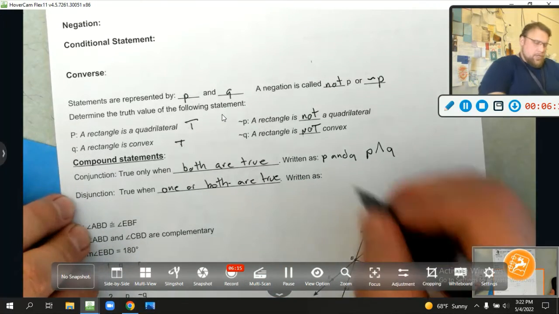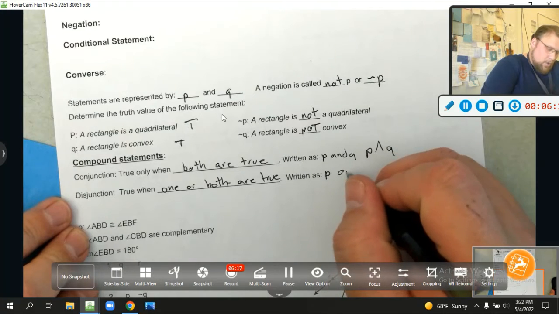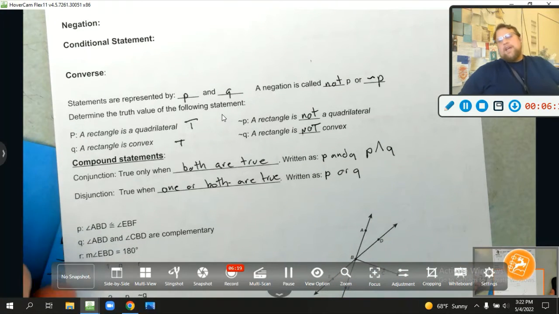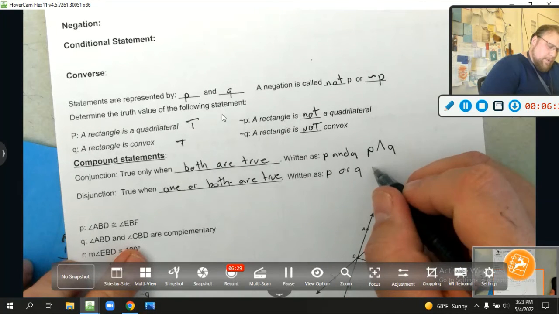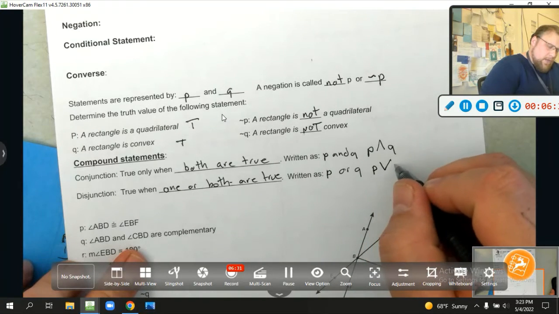So a disjunction is written as P or Q. And "or" makes sense. You either want a sandwich or you want to take a nap. You can choose one of them. Lots of choices we have in life, right? And another way we write it is P or Q.